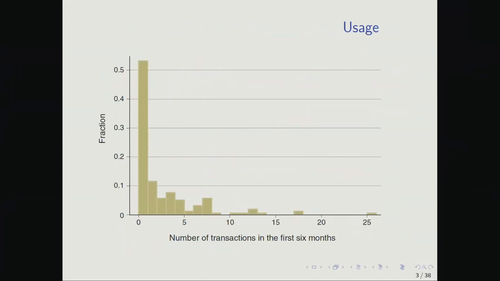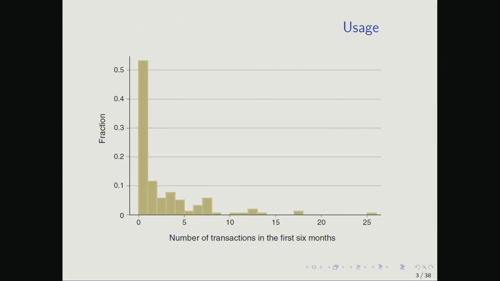So here is what they found. So what's the main finding here? Yeah, you use it almost immediately. Put whatever you're going to put into it, and then. So yeah, that's the number of transactions in the first 6 months. So this thing is not that you use it immediately.